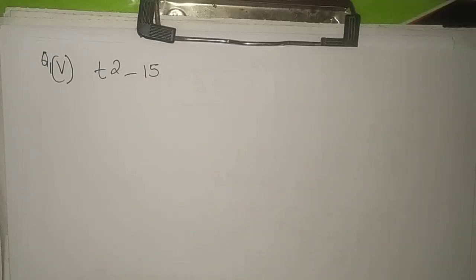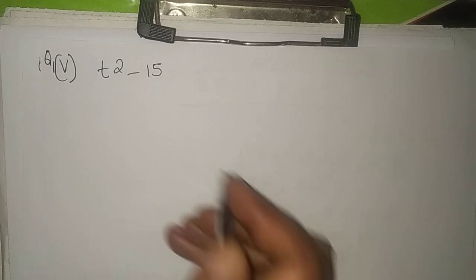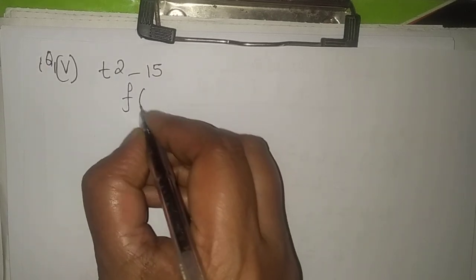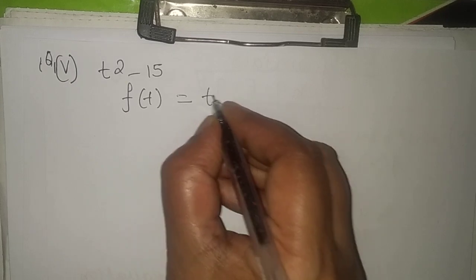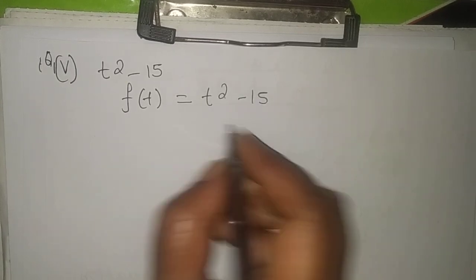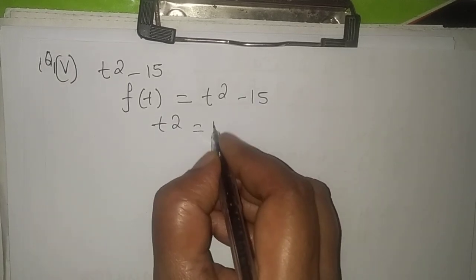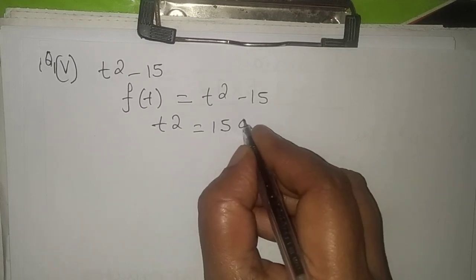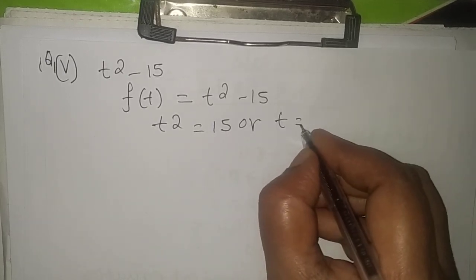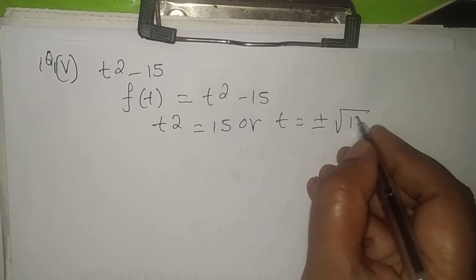So we move on to the fifth one. The fifth one is f of t is equal to t square minus 15. So t square is equal to 15, or t is equal to plus or minus root 15.